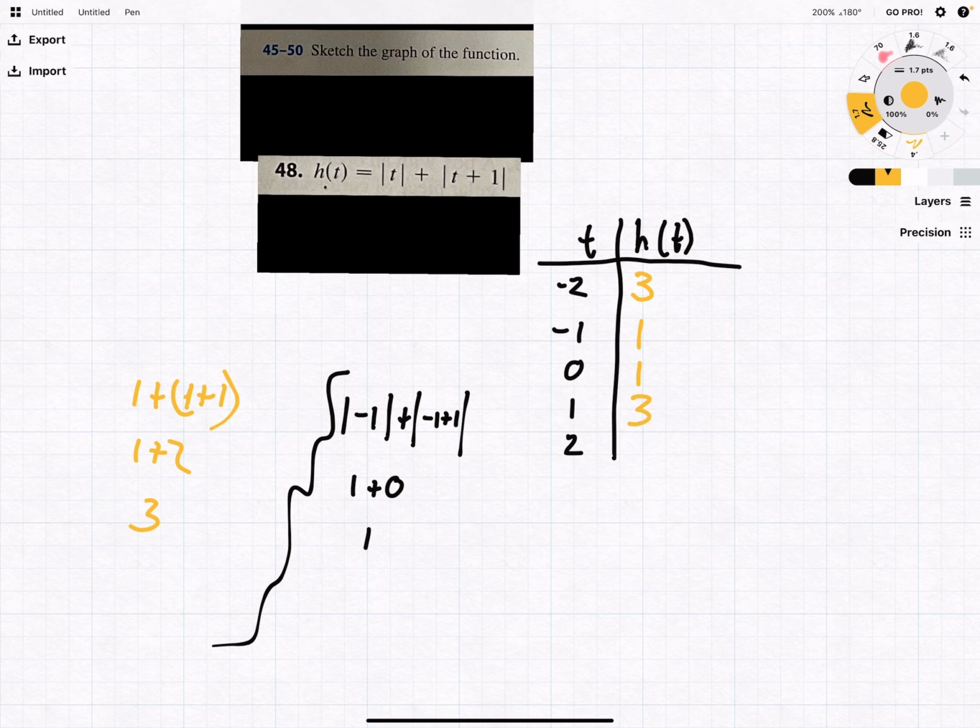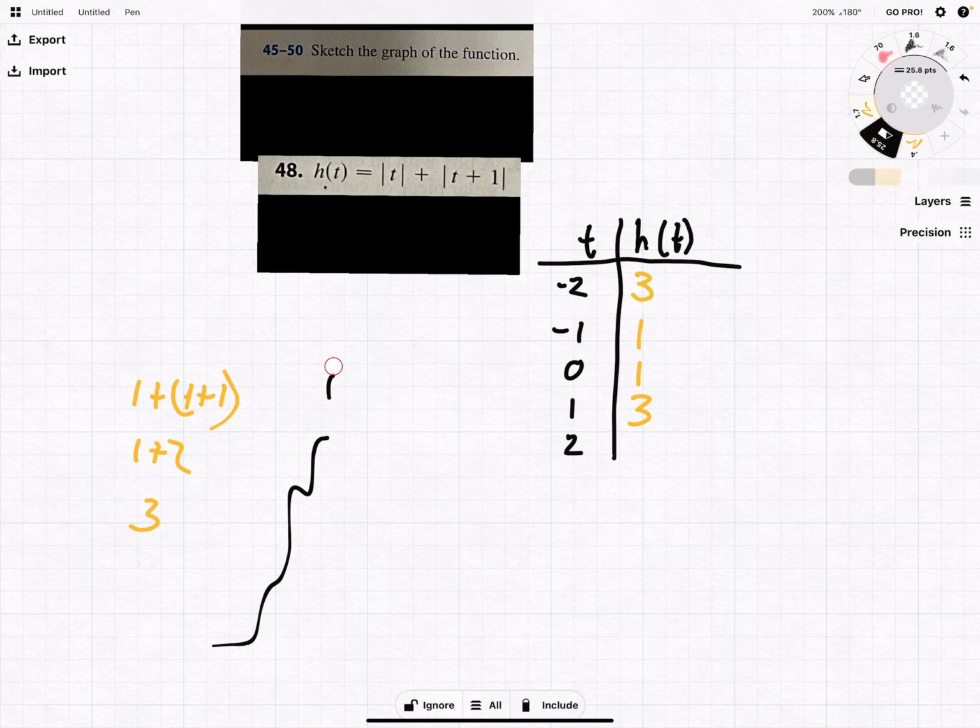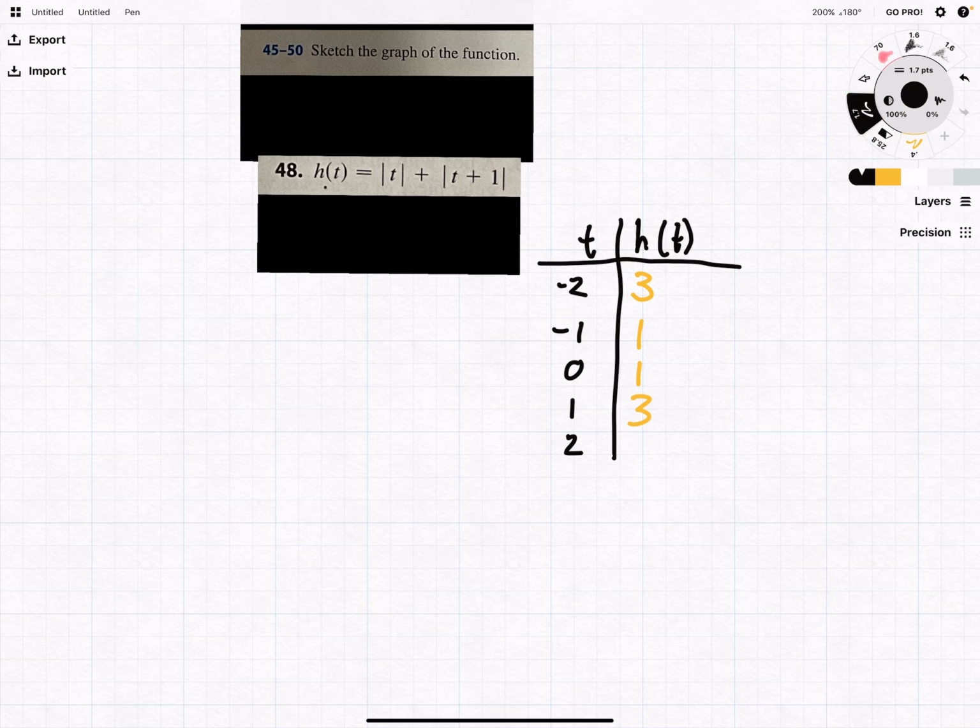So we see kind of this interesting pattern, right? 3, 1, 1, 3, and then when we plug in a 2 lastly, I'll just erase the whole thing. That way we can start nice and fresh. So when we plug in 2, that's going to give us absolute value of 2 plus absolute value of 2 plus 1, 2 plus 3, and 5.